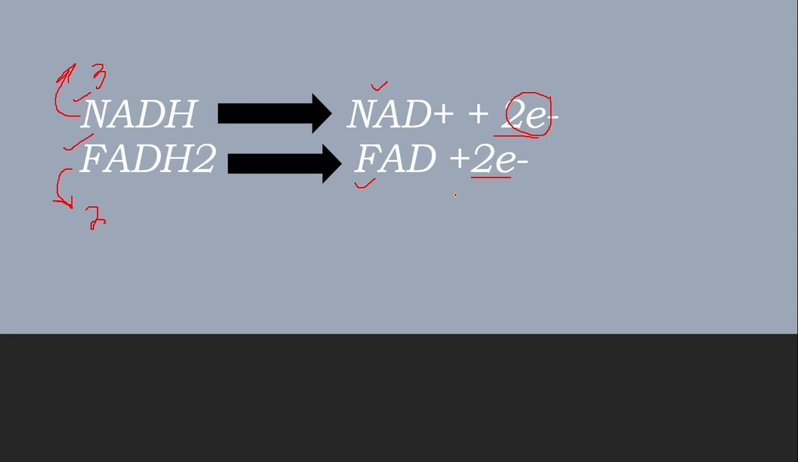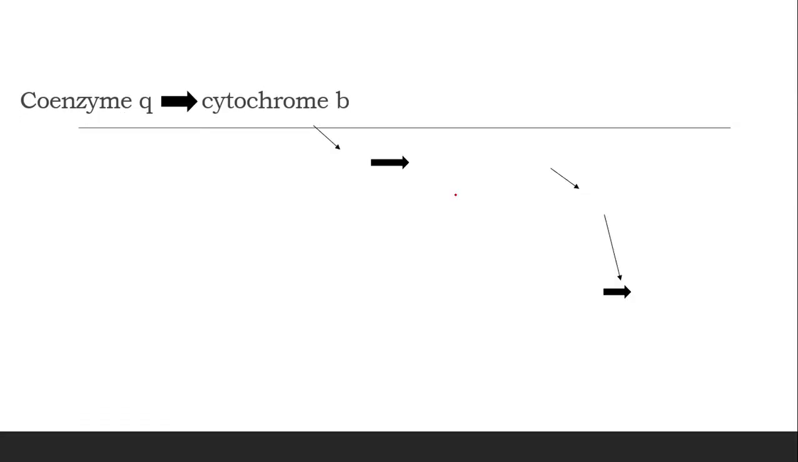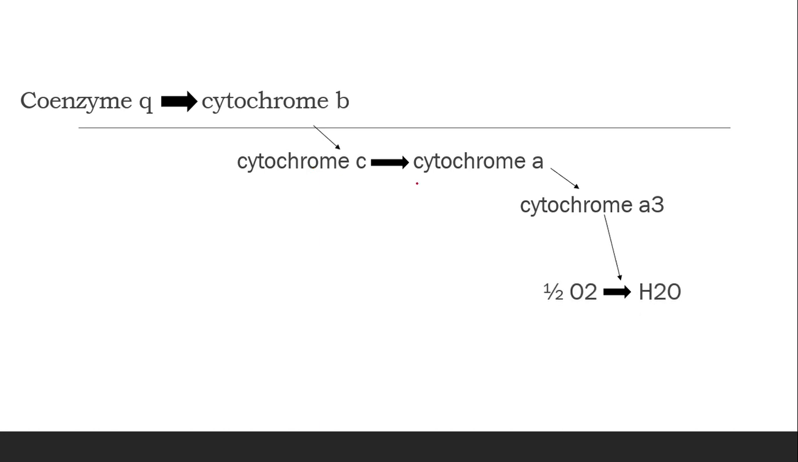So let's go towards the electron transport chain in an explained way. Here are the reactants and products that will be formed in the electron transport chain. The first is coenzyme Q. The second electron acceptor will be cytochrome B. Then electrons will be accepted by cytochrome C and then cytochrome A. After this, the electrons will be accepted by cytochrome A3, and the last electron acceptor will be oxygen. And oxygen, after accepting the electrons, will produce one water molecule.